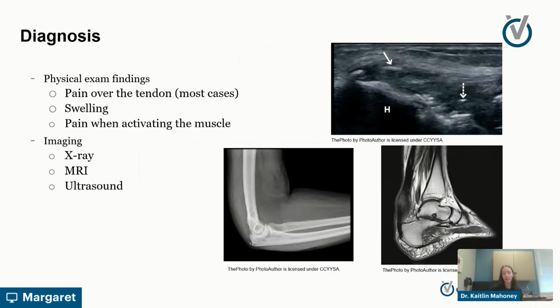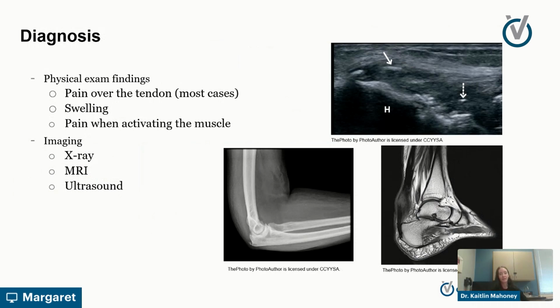So how is this diagnosed? A lot of times it's clinical. So pain over the tendon in most cases. Some tendons are really deep or hard to put pressure on, but for the most part, it hurts when you touch it. Sometimes there's swelling. In the Achilles, you will see a thickened tendon. It's very visible for most patients.